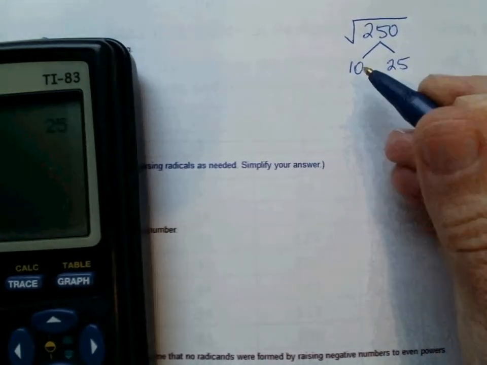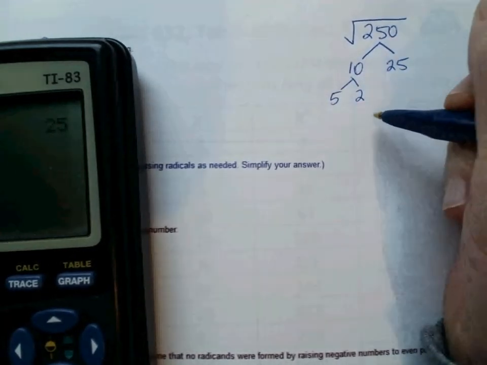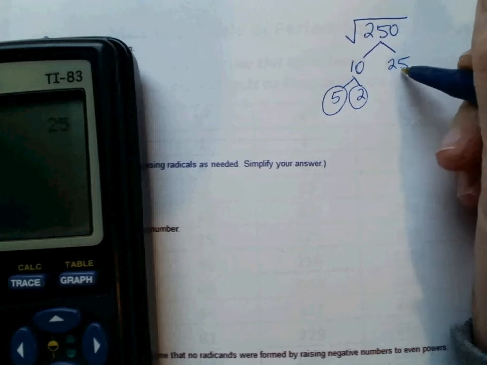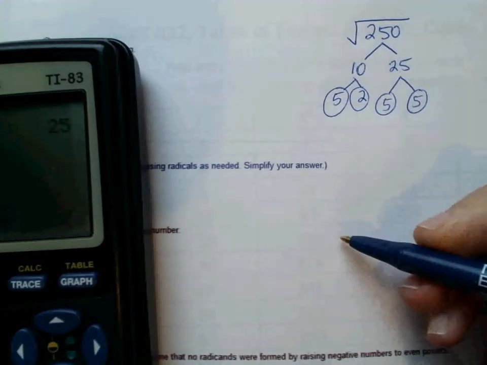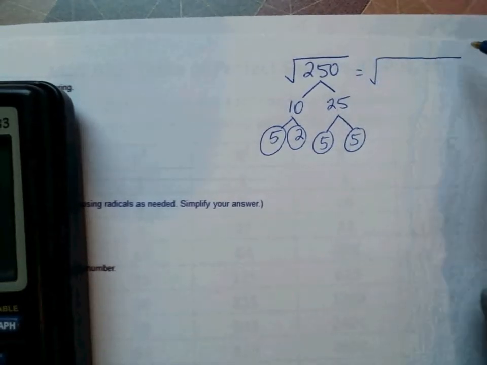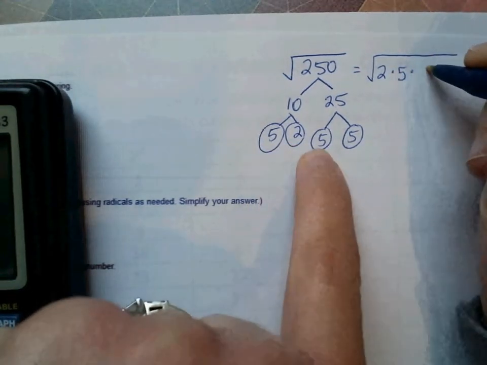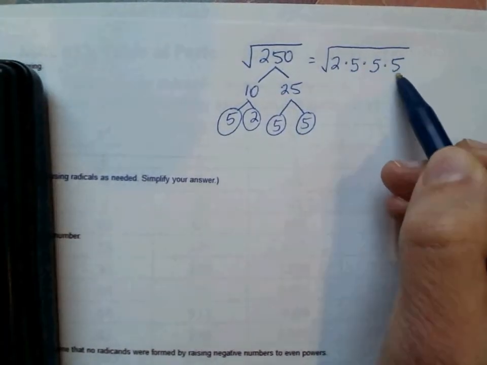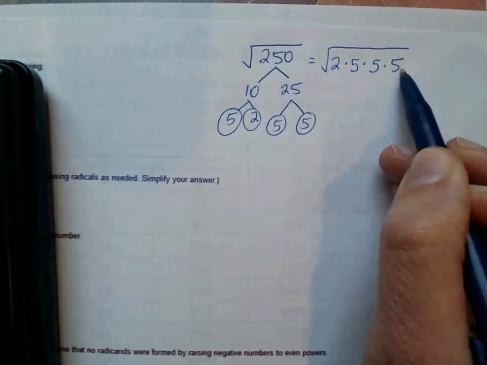And now I have to keep going with these numbers until they are prime. So what numbers multiply to make 10? 5 and 2. You could have them flip-flopped. That's fine. And these are both prime, so you might want to circle them so you remember. 25, the numbers are 5 and 5. So I have gotten to all prime numbers. That's why I circled them, to know that they're prime. And so what you want to think of is the square root of 250 is the same thing as writing the square root of 2 times 5 times 5 times 5. So this little thing right here is what we call the prime factorization of this number 250. And this is going to help us simplify this square root.